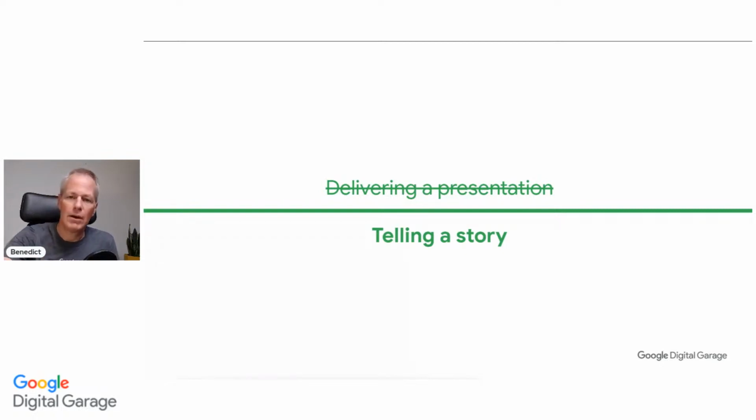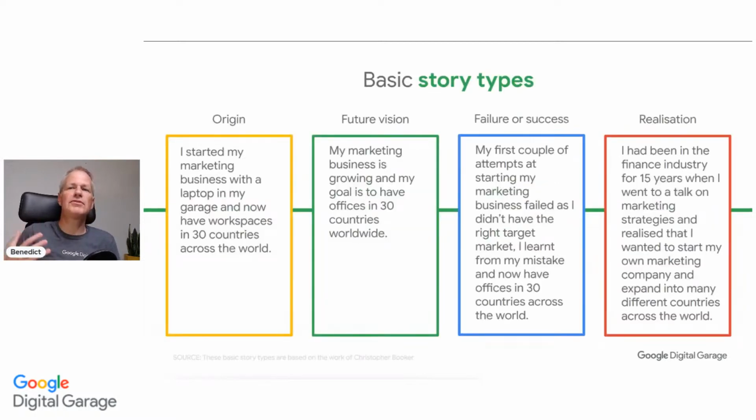Okay, let us move on. Some basic story types. Here we've got the origin: I started my marketing business with a laptop in my garage and now have workspaces in 30 countries across the world. We've got the future vision. This is the opposite of the origin story. It paints a dream or picture of what could be.